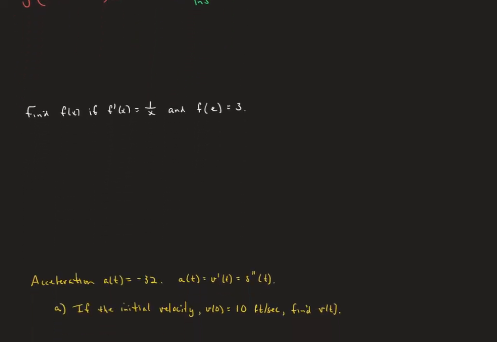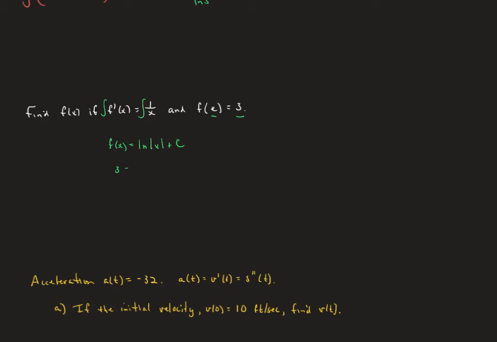And the next one, find f of x if f prime of x is 1 over x and f of e is equal to 3. So we can integrate both sides here, and that will give us the integral of f prime is our f of x. The integral of 1 over x, remember, is our natural log of x plus c. We're going to plug in e for the x and 3 for the y and solve for our constant c.